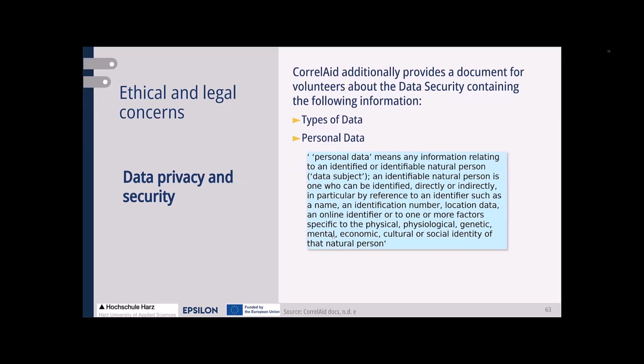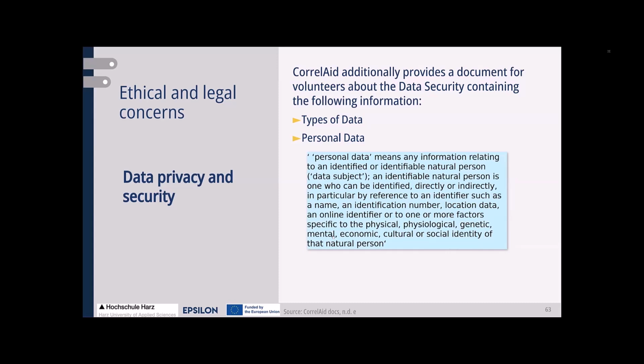CorrelAid also provides a document for volunteers about data security containing the following information. First of all, the type of data, and second, personal data. The definition of personal data says that it means any information relating to an identified or identifiable natural person. An identifiable natural person is one who can be identified directly or indirectly, in particular by reference to an identifier such as a name, an identification number, location data, and so on.